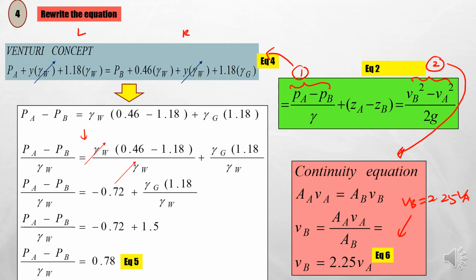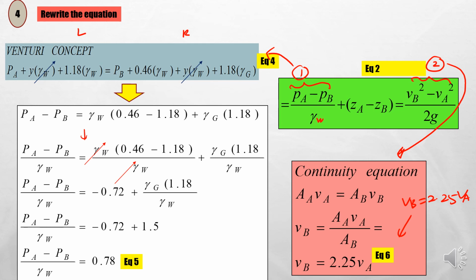Oh yeah, by the way, this one is actually γ_w because it shows that the liquid in the system is actually water. So here you divide with the specific weight of water. It becomes like this.